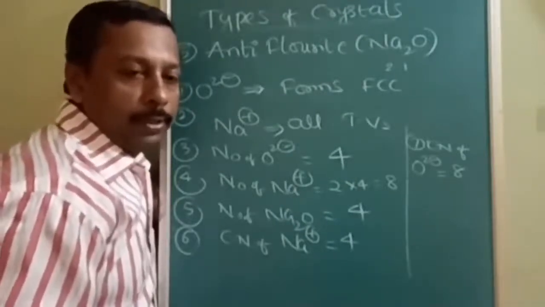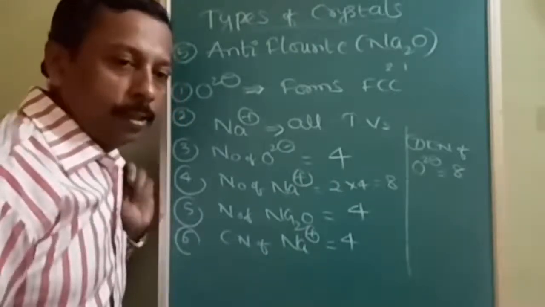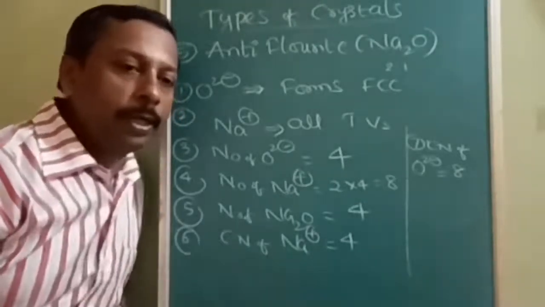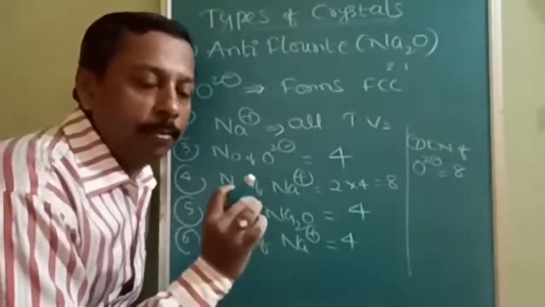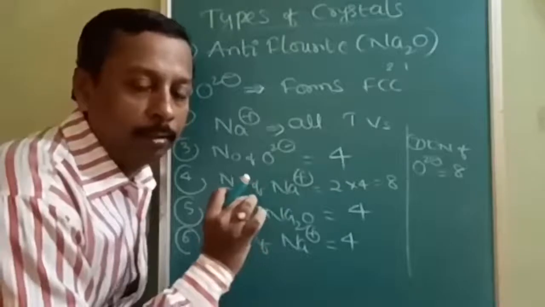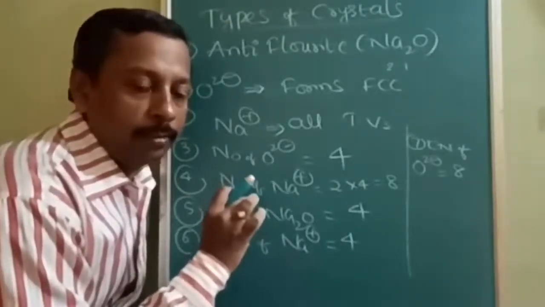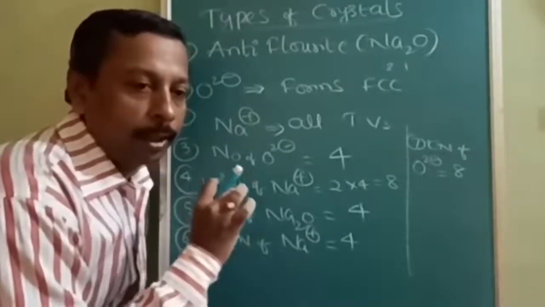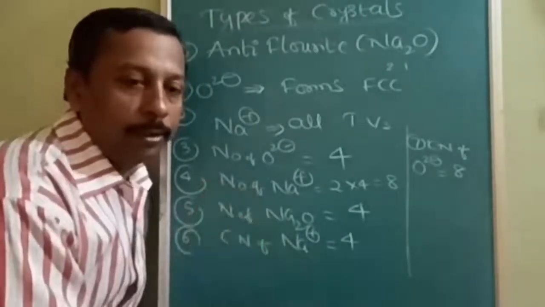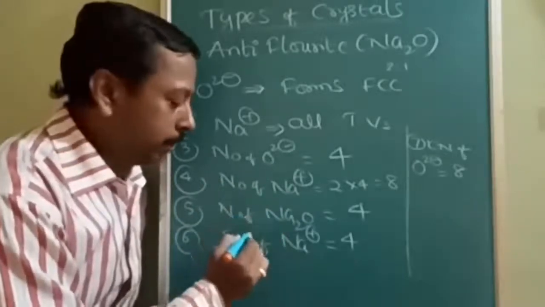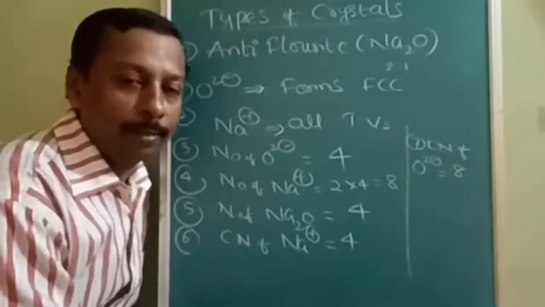So this is about the different types of structures. What we have studied: rock salt, NaCl, zinc blende, fluorite, and anti-fluoride structure. These are the minimum required structures for mains. Some more advanced structures are there, like spinel structure and inverse spinel structure, but these are the main ones. At least to pass the mains examination, these are very much required.